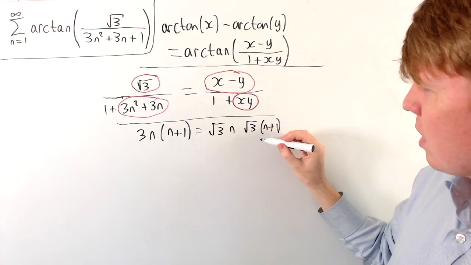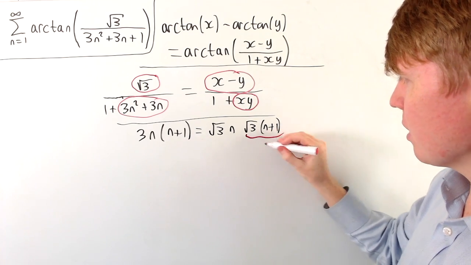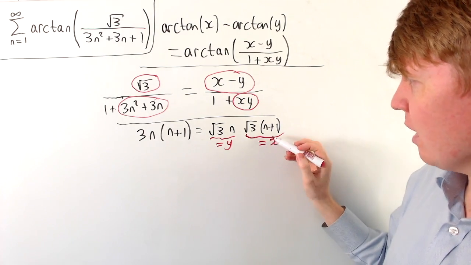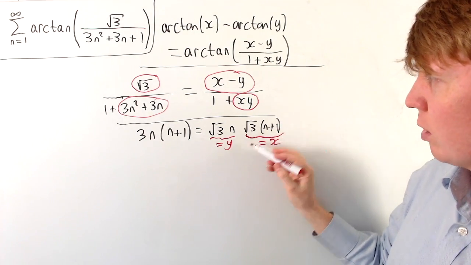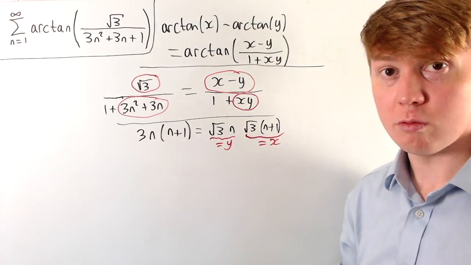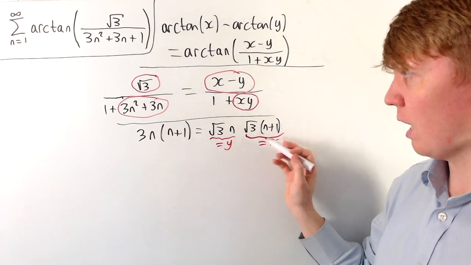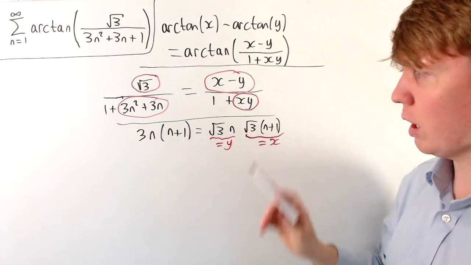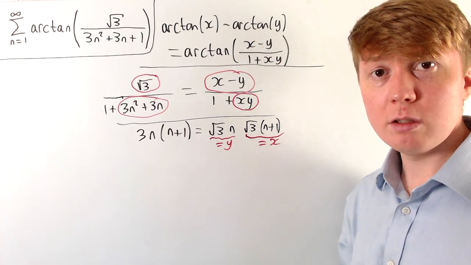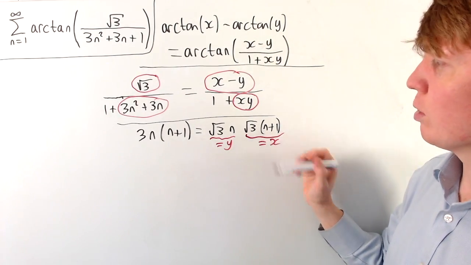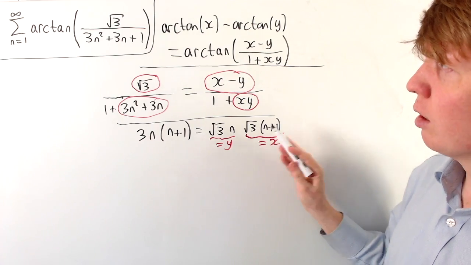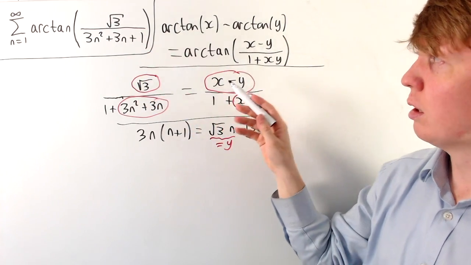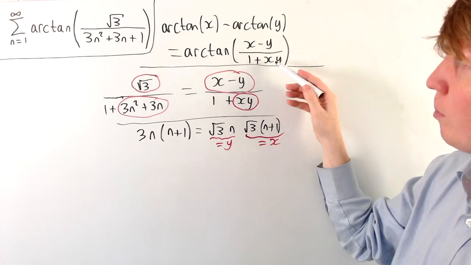So then if we make root 3 times (n plus 1) equal to x, and if we make root 3n equal to y, then x minus y, root 3 times (n plus 1) minus root 3n, is equal to root 3. And similarly you can check that x times y is indeed equal to 3n squared plus 3n, just because that's how we factorised it. So if we use these values of x and y, where x is root 3 times (n plus 1) and y is root 3n, we've got our original sum with the root 3 over 3n squared plus 3n plus 1 as our (x minus y) over (1 plus xy).